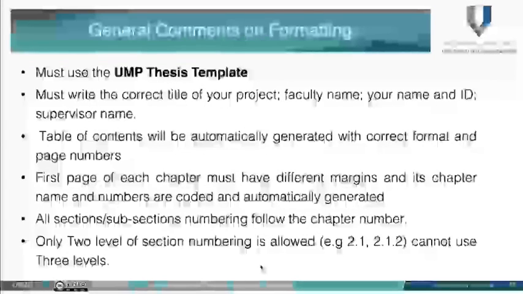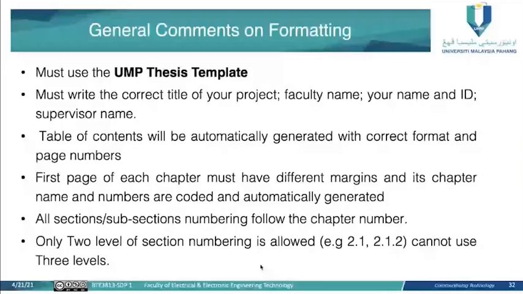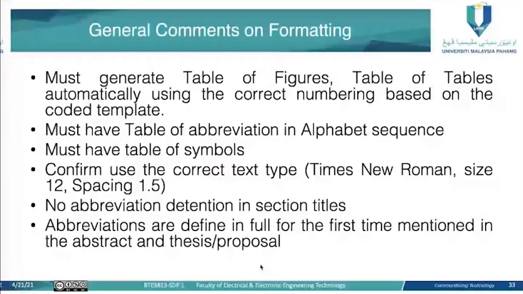So you need to generate all these things manually. So it is difficult and it will not generate correctly. So better to use the template, follow the template, and you can get all the tables automatically generated in the beginning of your thesis. Like table of figures, table of content, all will be automatically generated.